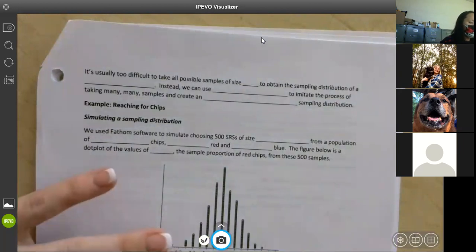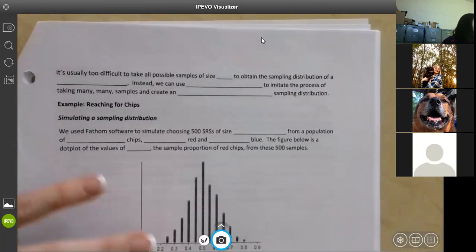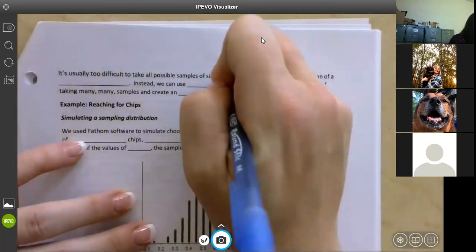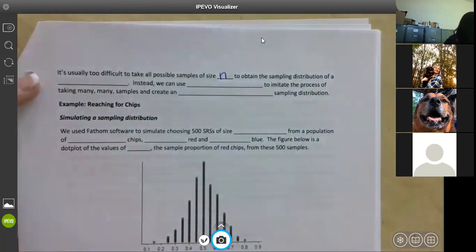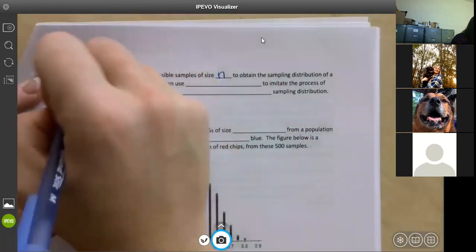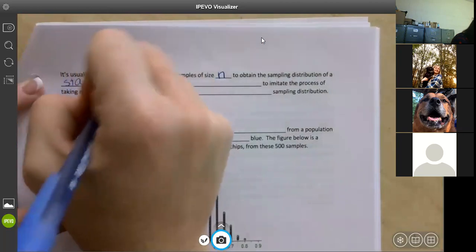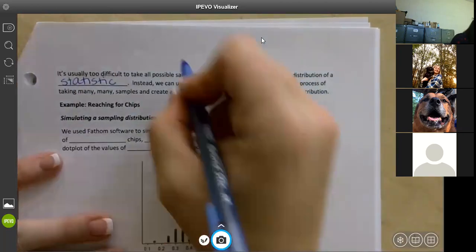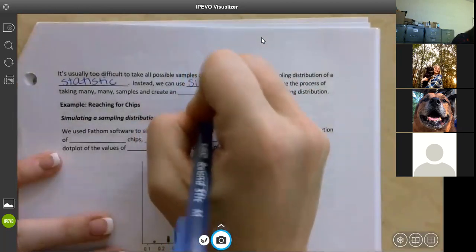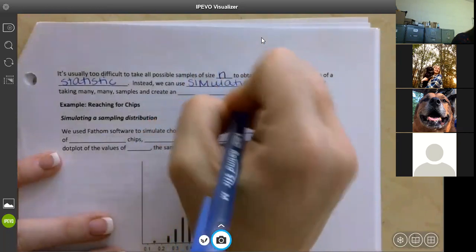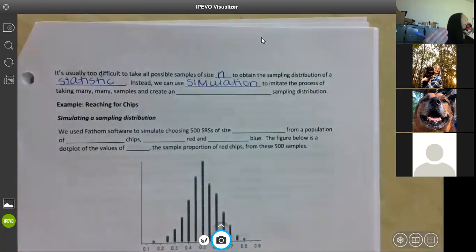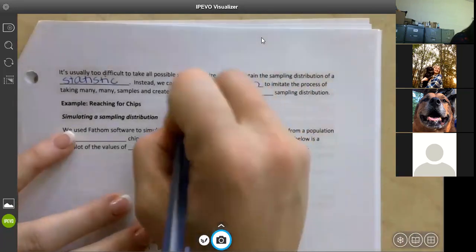Okay. It's usually too difficult to take all possible samples of size n to obtain the sampling distribution of a statistic. Instead, we can use simulation. You guys remember that coin flip thing that we did earlier in the year, that simulation that we did? To imitate the process of taking many samples and create an approximate sampling distribution.